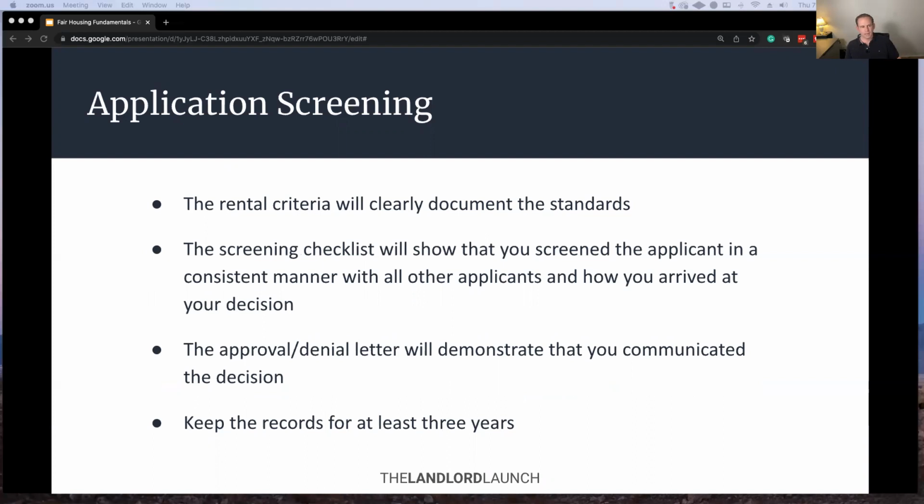Application screening, again, that rental screening criteria: how much money do you have to make? What does your credit score have to be? What does your criminal record have to be? The same standards for everybody that looks and applies for the home that you're renting.